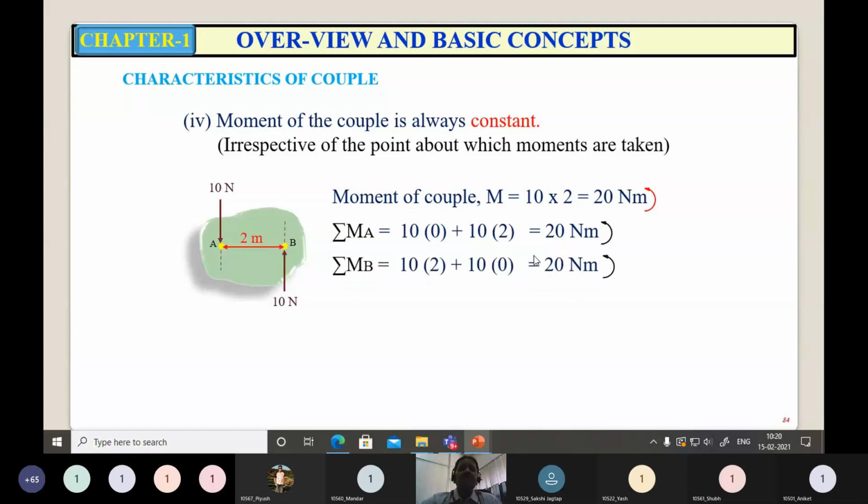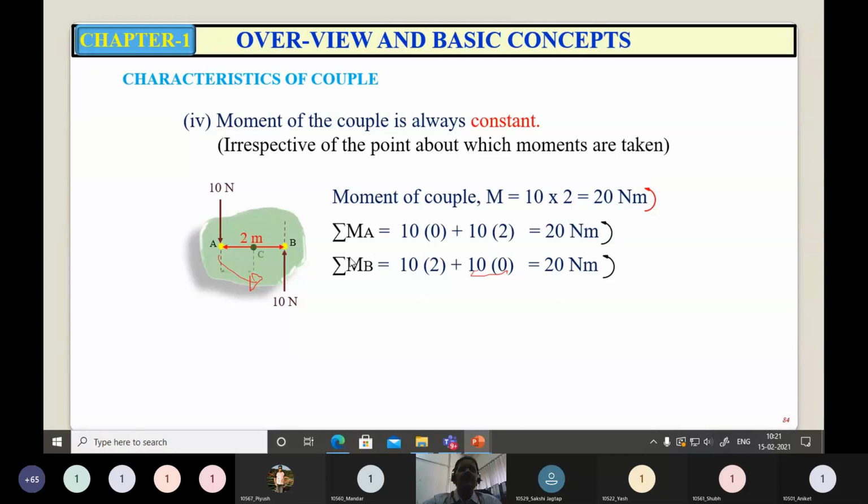Now I will take the moment of the couple about point B. The moment of this 10 Newton which is acting at B will be 0 because the line of action is passing through point B. And the moment of the 10 Newton which is acting at point A about B will be 10 into 2, again 20. And what is the sense? It is creating an anti-clockwise moment. Am I right? About point B, this 10 Newton is creating anti-clockwise rotation. So it is plus 10 into 2. Again, we have 20 Newton meter anti-clockwise.